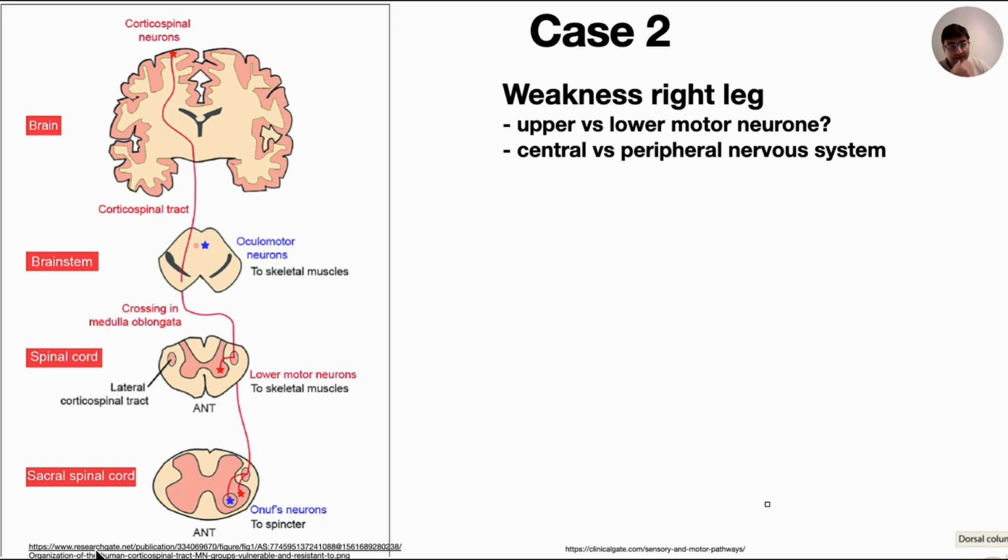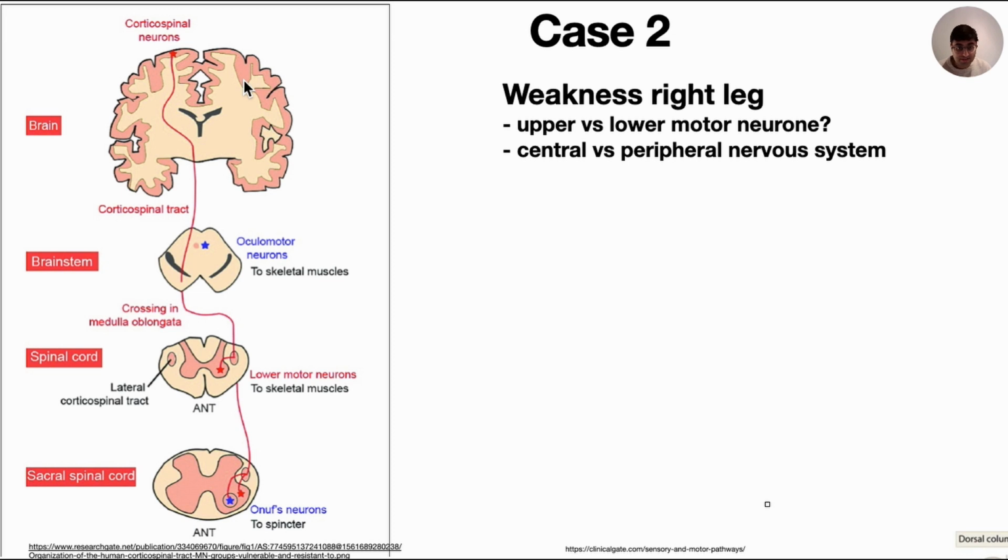Let's say, for argument's sake, that you find hypertonia and hyperreflexia, i.e. signs of an upper motor neuron problem, suggesting a central nervous system problem. Then you know that the problem must be in the brain or the spinal cord. We already said that the corticospinal tract that innervates the right leg runs from the left motor cortex down to the medulla, crosses over to the right side of the cord, runs down the right side of the cord. So we know that the problem must be along that corticospinal tract.